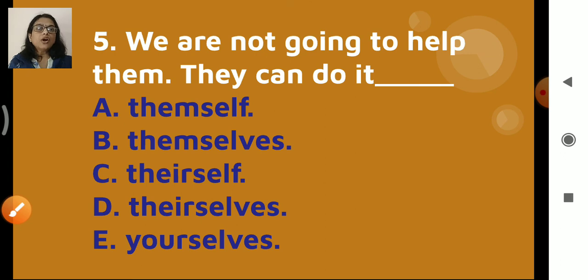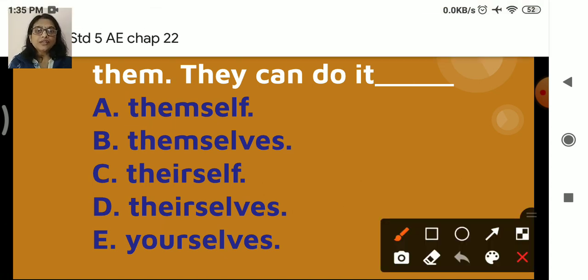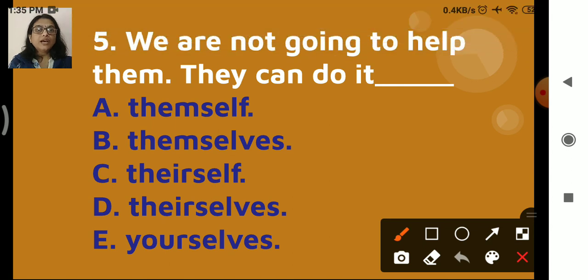We are not going to help them. They can do it. Again option A, themselves, their self, their selves or yourselves. So what should be the answer, children? Here, we are not going to help them. They can do it. Option B, themselves. Right? They can do it themselves.